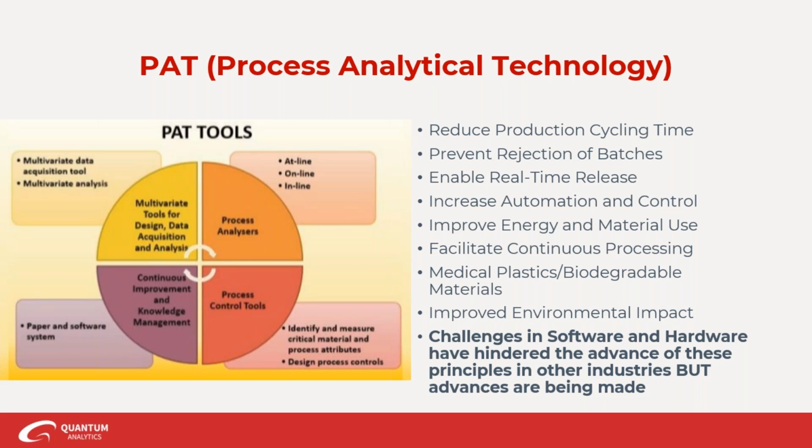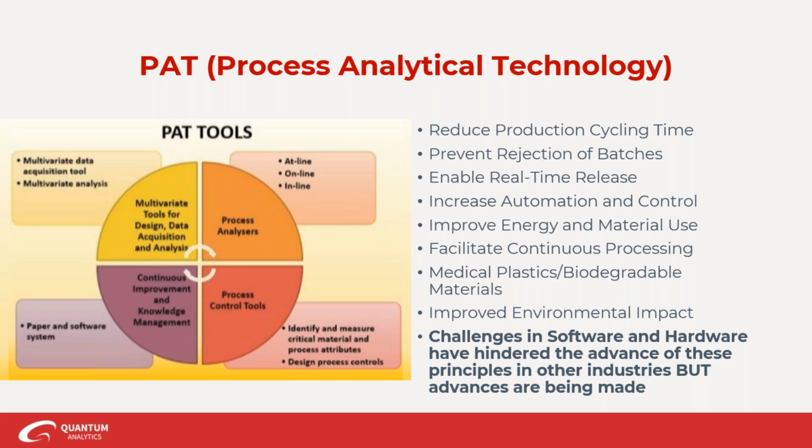It requires multivariate data acquisition and analysis. And in order to do this, it does require process analytical chemistry tools, of which near-infrared spectroscopy is a big part. So with this, you have continuous improvement tools, and absolutely 100% doing this stuff is going to result in improved workflow. So there's some crossover between the polymers and pharma and the medical. You see the medical plastics and biodegradable materials. Certainly going to help reduce your resources and improve the environmental impact. And there's been some challenges in software and hardware that have hindered the advance of doing this stuff in other industries, but they're making some advances in doing that. And I'm going to show you what a few of those are coming up here in just a minute.